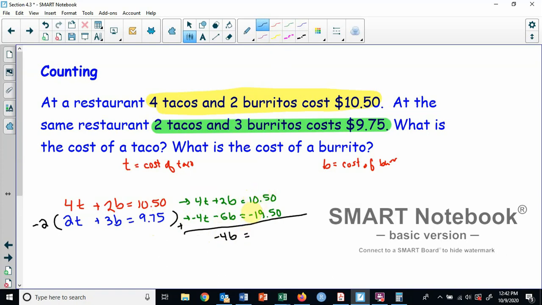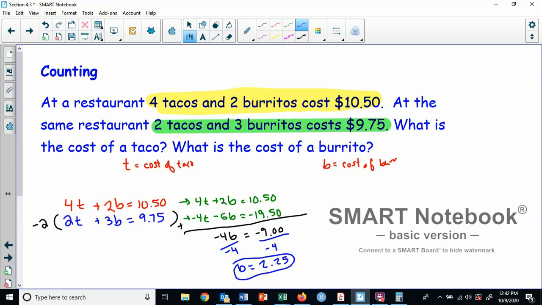And 1050 minus 1950 is -900. I'm going to go ahead and put .00 since it's money. It doesn't really matter. Now I just need to divide both sides by -4. Okay, -4. And so b will equal -900 divided by -4 is 225. Negative, negative, make a positive, so 225. There's our burrito cost.